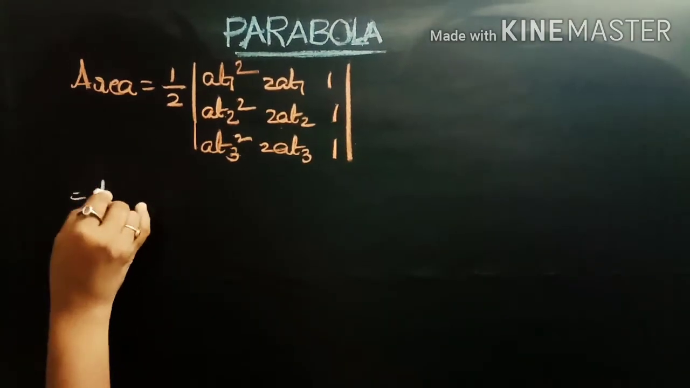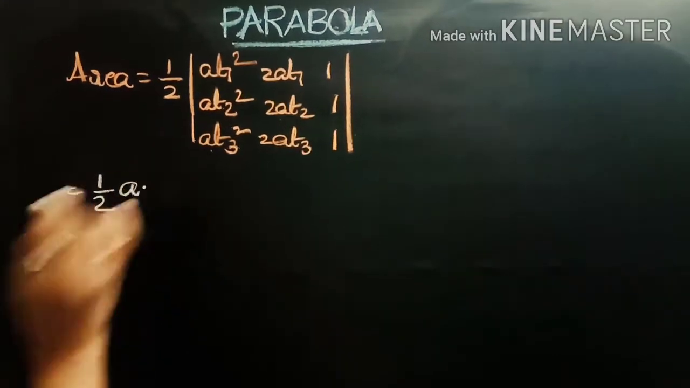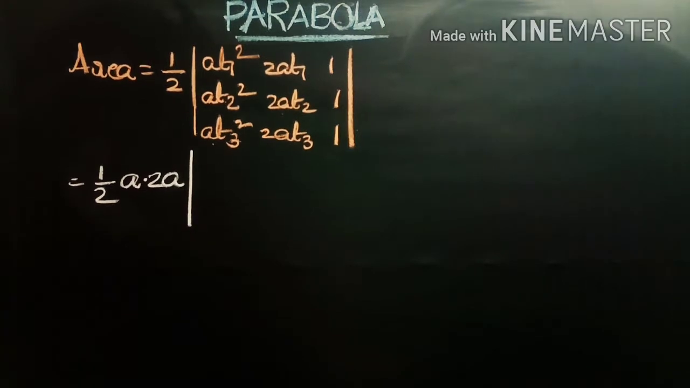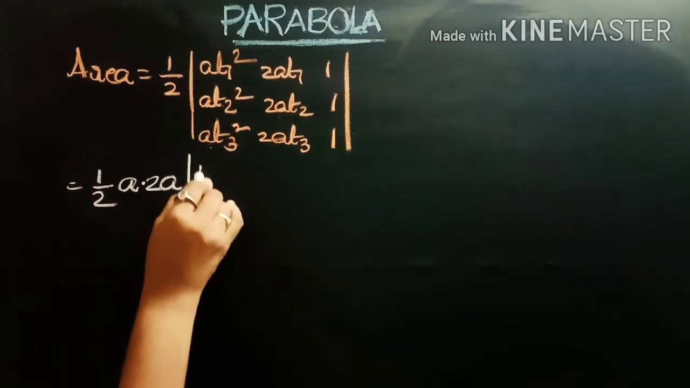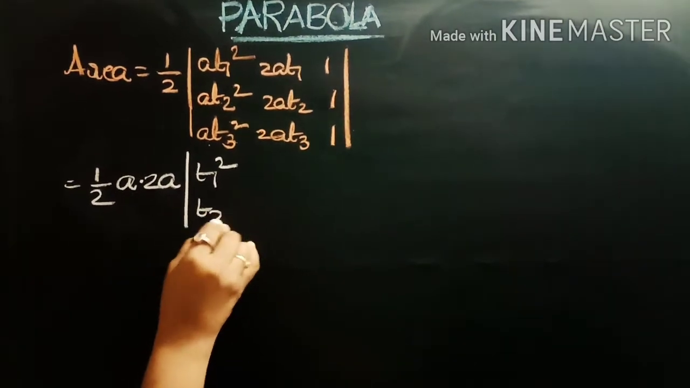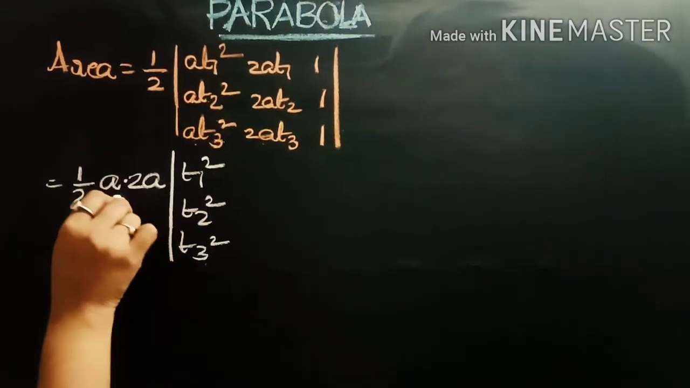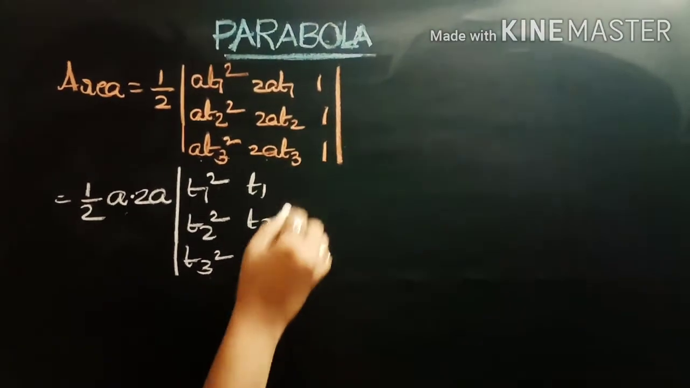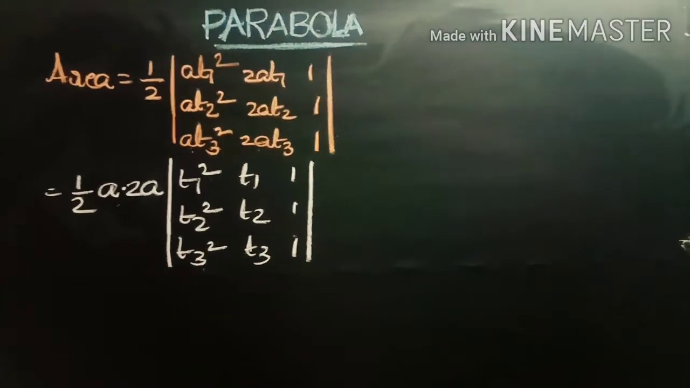Now this is equal to half into, from the first column we are taking A as common and from the second column we are taking 2A as common. Now what are the remaining values? After taking A common from the first column we get the values t1 square, t2 square, t3 square, and after taking 2A common from the second column we get the values t1, t2, t3 and the third column as 1, 1, 1. Now we take the elementary row operations here.